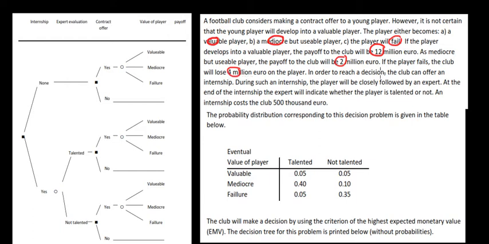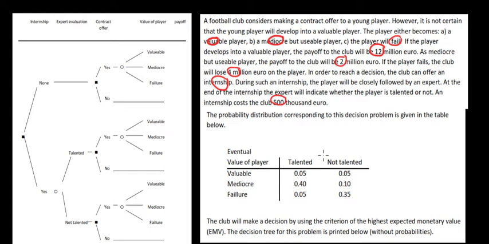Now, to reach a decision, the club can offer an internship. So in the internship, they would test him. At the end of the internship, the expert who's going to test him is going to say whether the player is talented or not, and the internship costs 500,000 euros. Now, we also know the probability distribution over here. We know the probability of being talented and valuable, the probability of being talented and mediocre, and so on. So we have these cells over here.